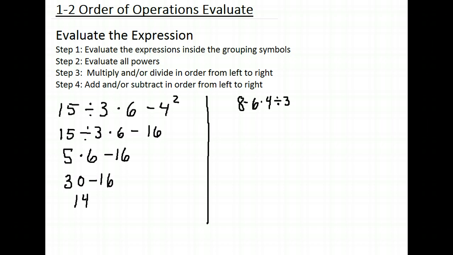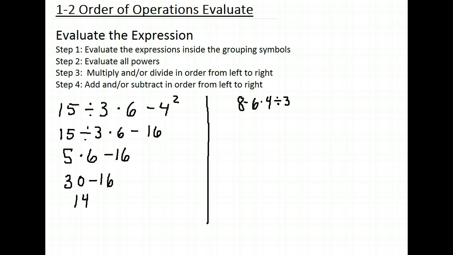Okay, let's try another one. This time we have 8 minus 6 times 4 divided by 3. This is the Check Your Progress on page 10, number 1A, at the bottom of page 10. So we have 8 minus 6 times 4 divided by 3. Order of operations. First one, grouping symbols. No grouping symbols. Evaluate the powers, which is step 2. We have no powers. So step 3 is multiply and or divide from left to right.